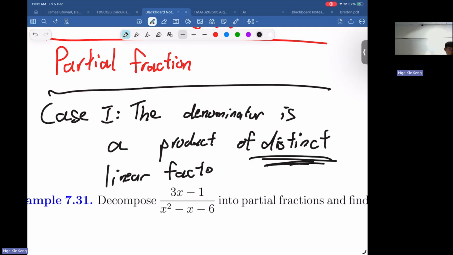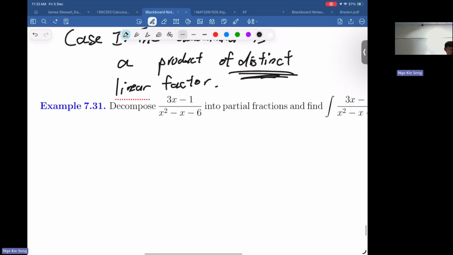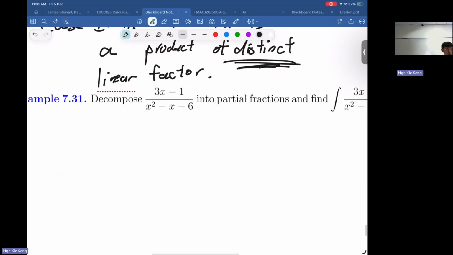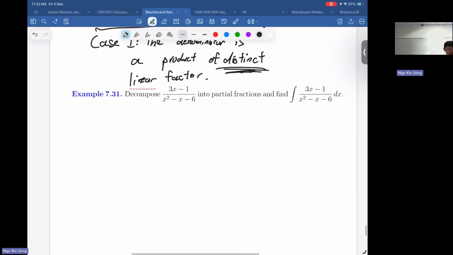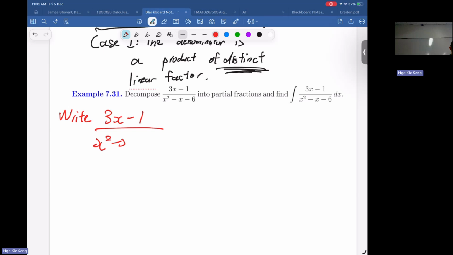So let's have a look here. Let's decompose (3x minus 1) over (x squared minus x minus 6) into partial fractions and find the integral of it. Have we computed this example before? Oh, no. Never mind. So what does it mean by partial fraction here? This is a new technique you're going to learn. So what you do is first write 3x minus 1 over x squared minus x minus 6.